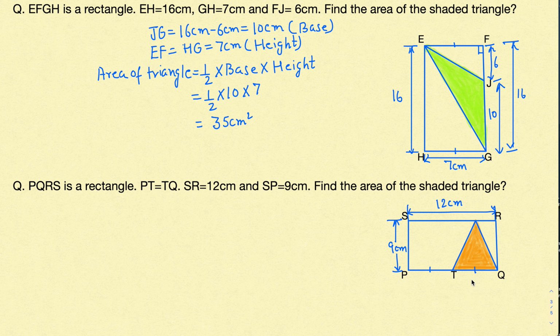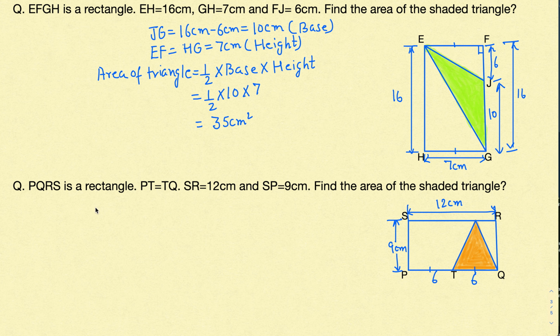So how can we do that? See, since PT is equal to TQ, right? And SR and PQ are the length of the rectangle, and we know that the opposite sides of a rectangle are the same, right? So this whole PQ should be equal to 12 cm, right? And since PT and TQ are equal, that should be half of the full length, right? Half of the full length. So basically this will be 6 and this will also be 6.